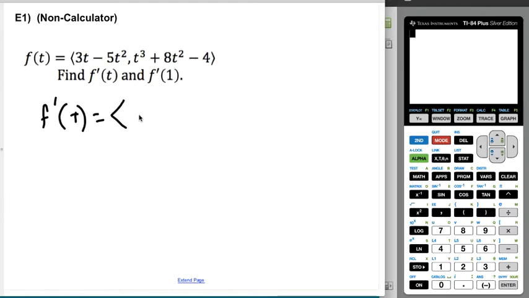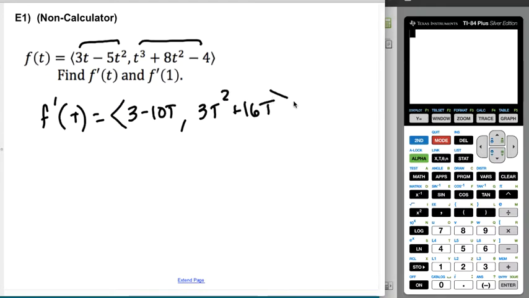I personally prefer the pointy bracket notation, but it doesn't really matter. So if I differentiate this thing, because this is my x, so if this is x of t, I'm going to get 3 minus 10t. And if I differentiate the y component, I'm going to get 3t squared plus 16t. And that's it. X direction, y direction, that's it.